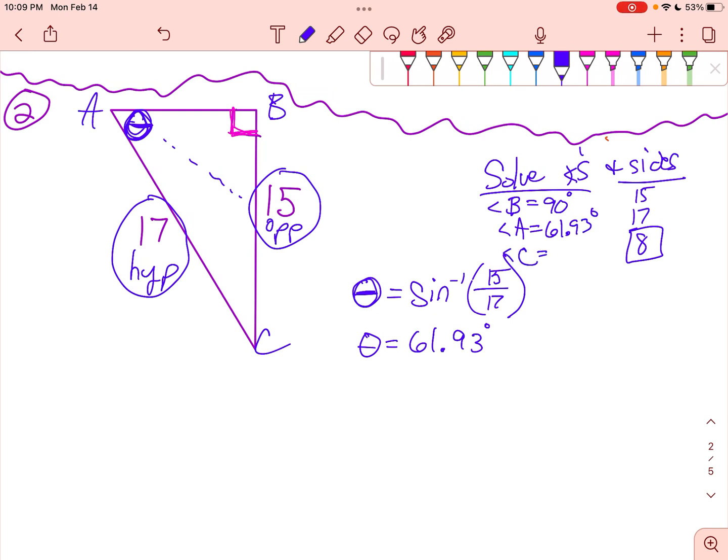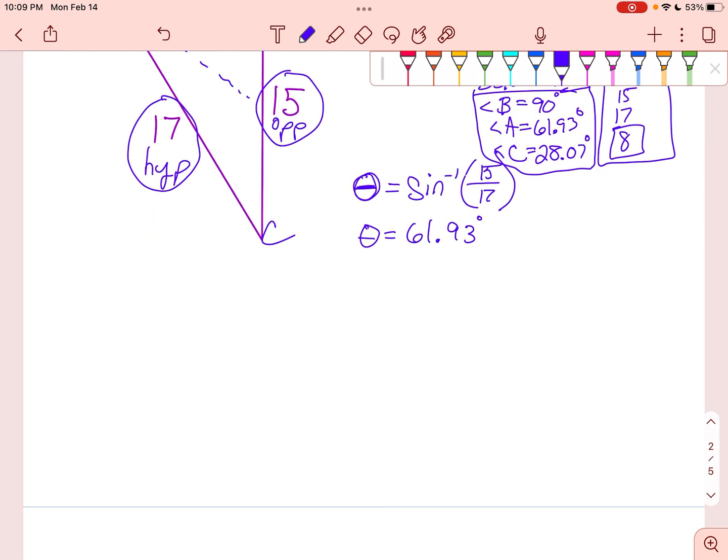Therefore, angle C is just 90 minus that, so about 28.07 degrees for angle C. And this is, again, how you solve a right triangle. You come up with all the angle measures and all of the side lengths.